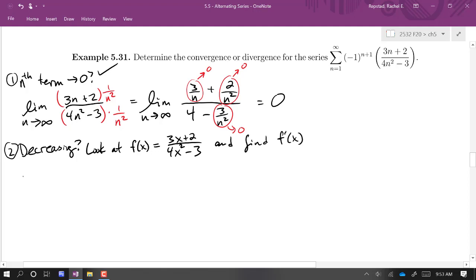So we're going to use the quotient rule here. On the bottom, we're going to have g squared, or the square of the denominator. Up top, we've got the bottom times the derivative of the top, minus the top times the derivative of the bottom.